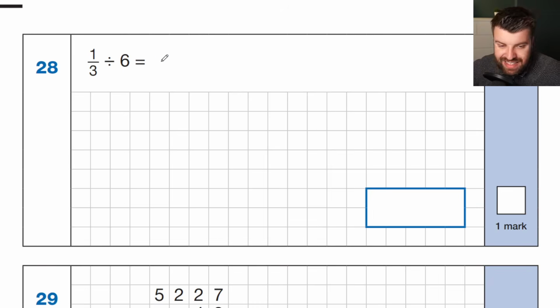1/3 divided by 6. Now this time, again, like we did earlier, 6 is the same as 6 over 1. So we can flip this over. So we'll keep 1/3. We're going to multiply, because we're flipping the second fraction, 1 over 6.